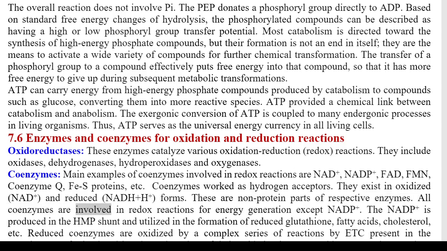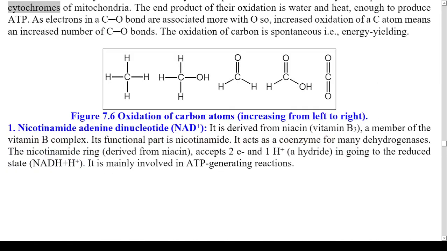All coenzymes are involved in redox reactions for energy generation except NADP+. The NADP+ is produced in the HMP shunt and utilized in the formation of reduced glutathione, fatty acids, cholesterol, etc. Reduced coenzymes are oxidized by a complex series of reactions by the electron transport chain, present in the cytochromes of mitochondria. The end product of their oxidation is water and heat, enough to produce ATP.